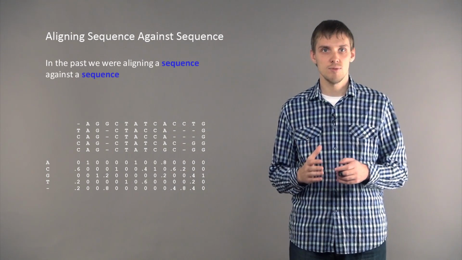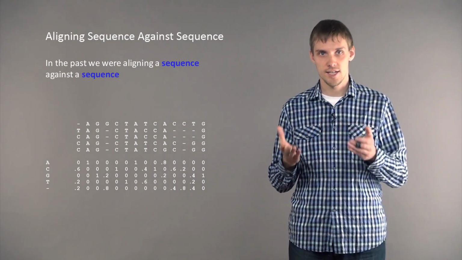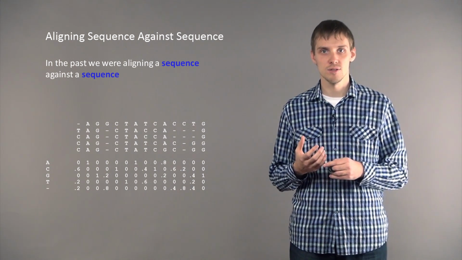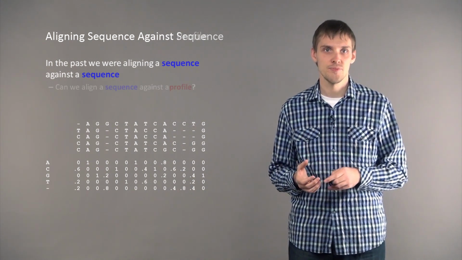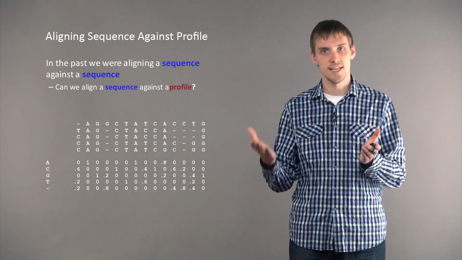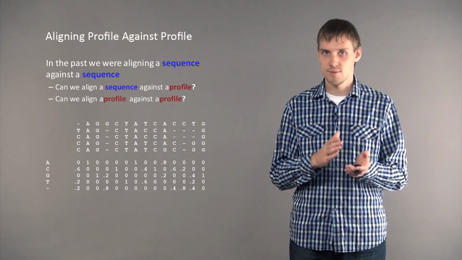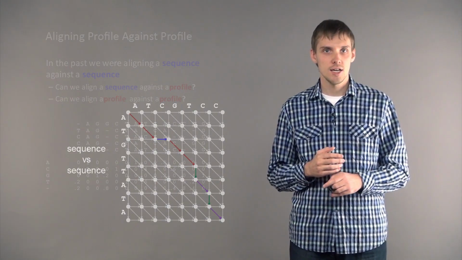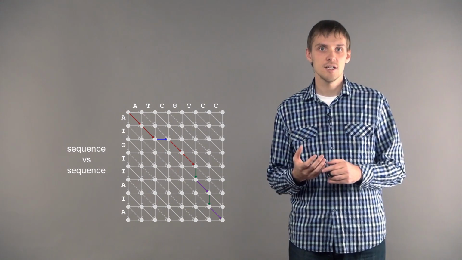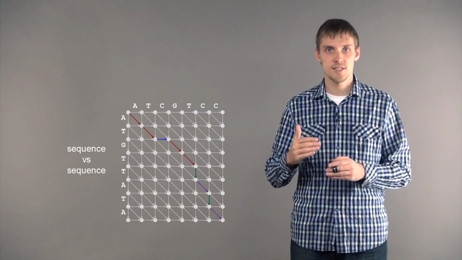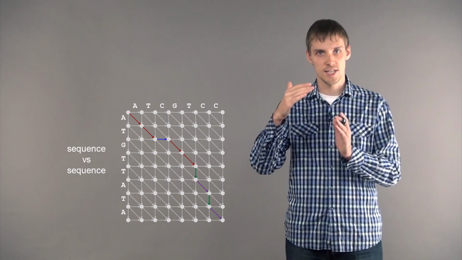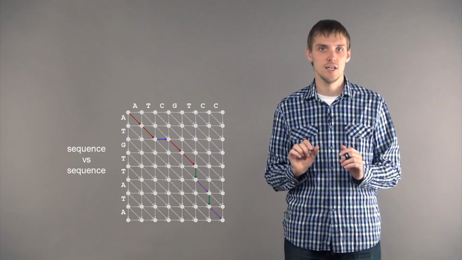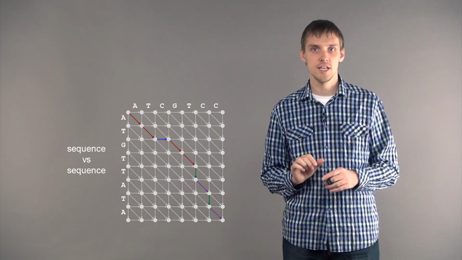So how can we align sequence against sequence? You already know this. This is what Pavel told before in this lecture. But can we align sequence against profile? Or can we align profile against profile? Yes, actually we can. Aligning sequence against sequence requires you to build this Manhattan graph and write down one sequence horizontally and one sequence vertically.